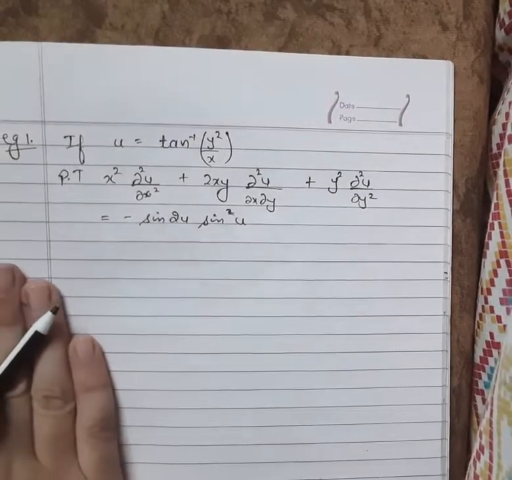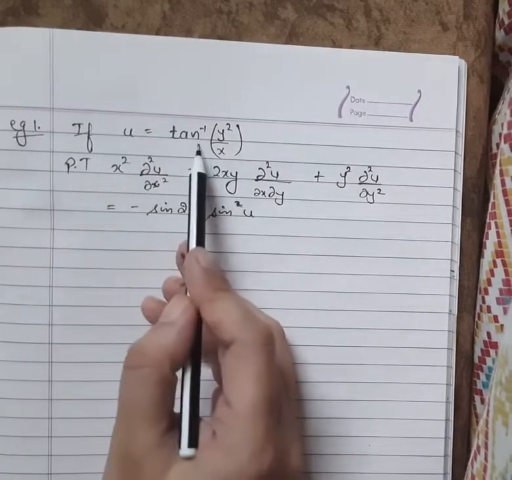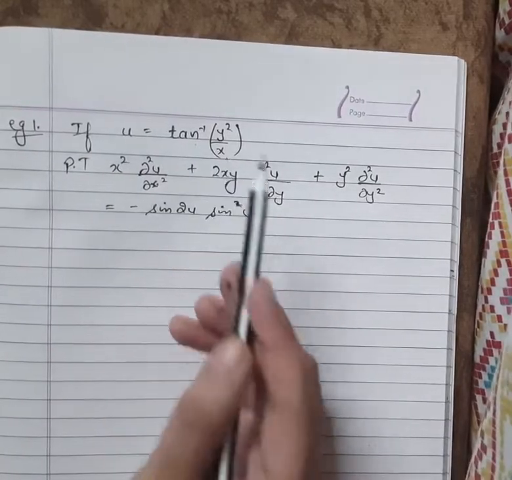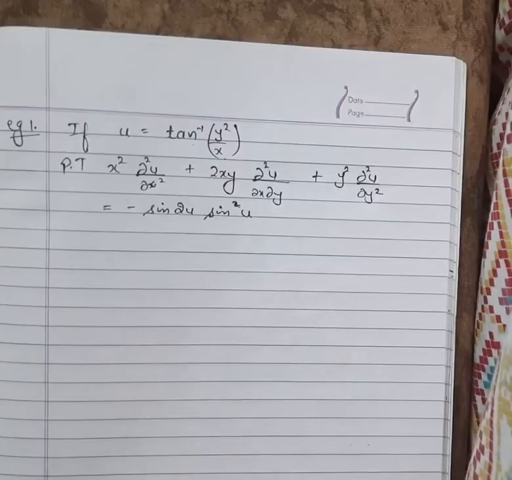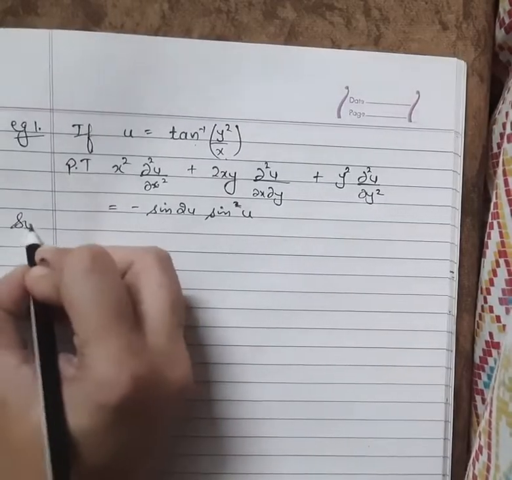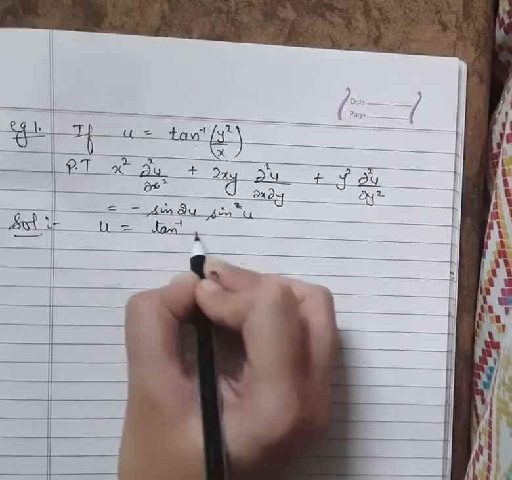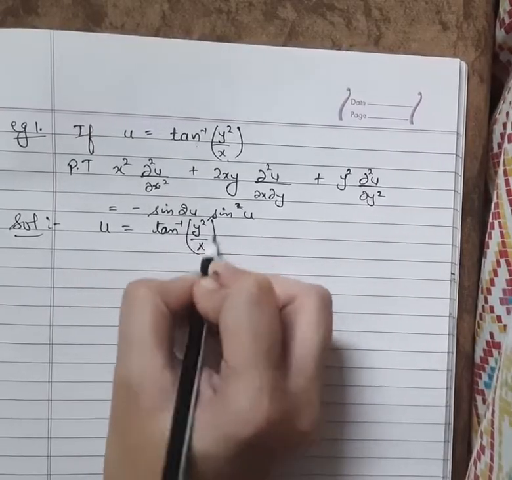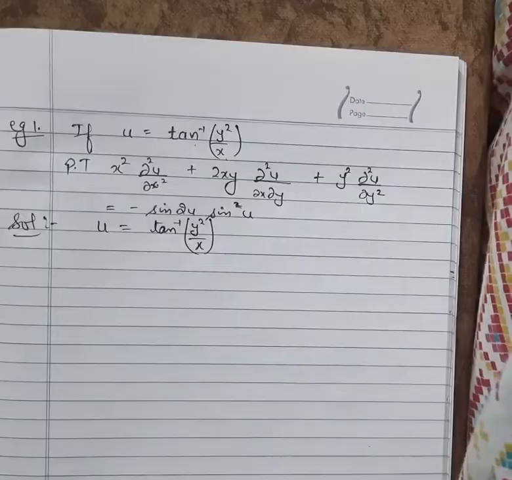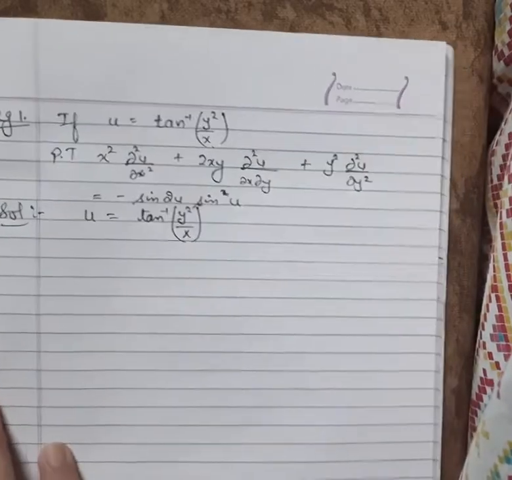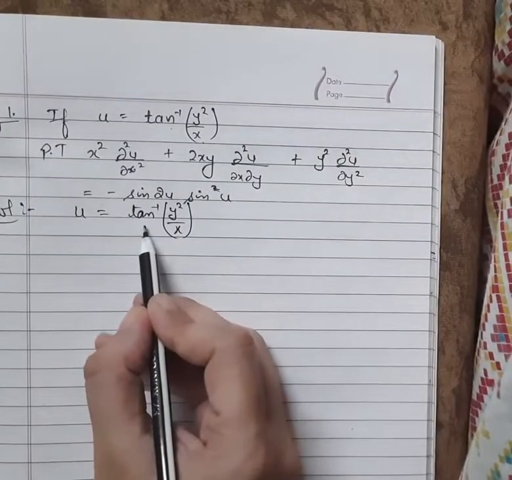Consider this example. We are given a function u which is tan inverse of y square upon x, and then we have to prove this equation of second order. So let's start with the solution. We have u is equal to tan inverse of y square upon x. Before checking whether this function is homogeneous or not, we have to get rid of this trigonometric function.